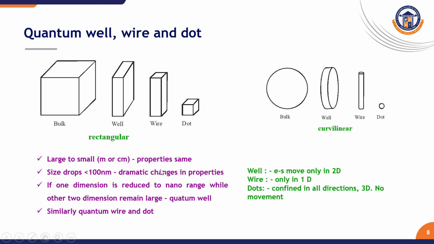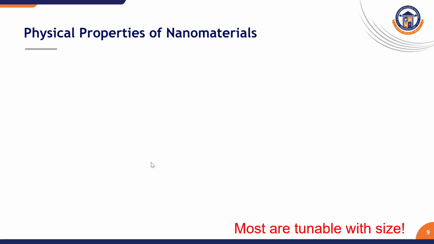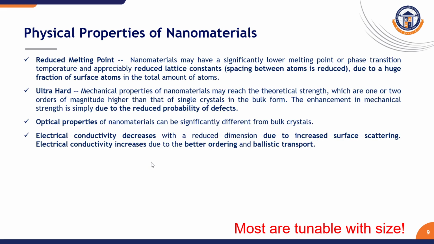If one dimension alone is reduced, we get a well. If two, we get a wire. If all three, we get the quantum dot. So this is about the quantum well, wire and dot. Next, let us see the physical properties of nanomaterials.